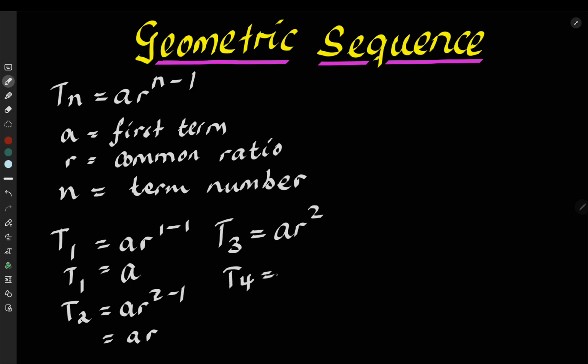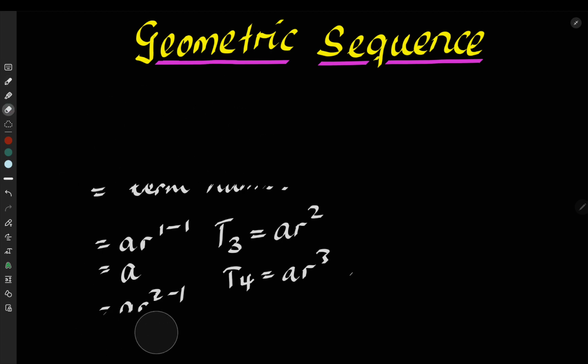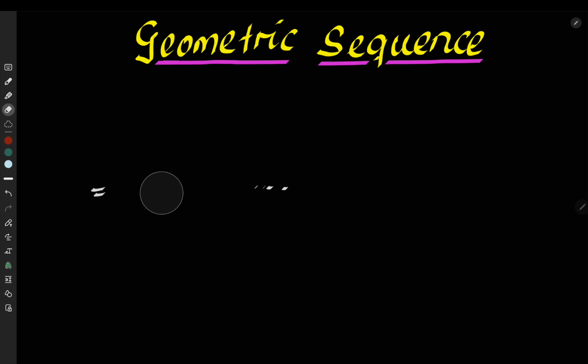Then term number 4 will be ar cubed, and so on and so forth until the nth term. So this is your general formula for the nth term of the geometric sequence. Now, the other thing that you can be asked to determine is the sum of the geometric terms.